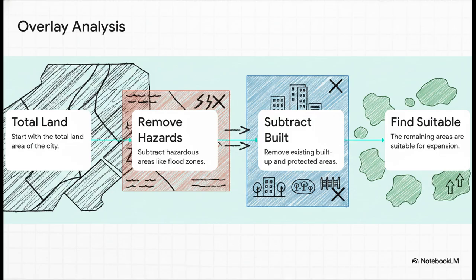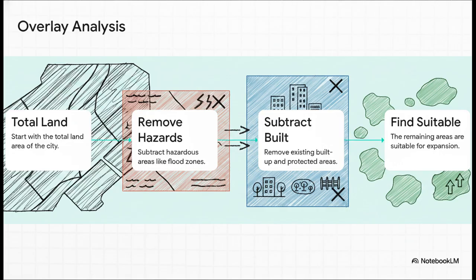So, if a municipality wants to find the exact areas suitable for development, they use map overlay analysis in a process called simple land accounting. It's basically a method of systematic subtraction. Here's how it works. Step 1, start with the total land area of the city.